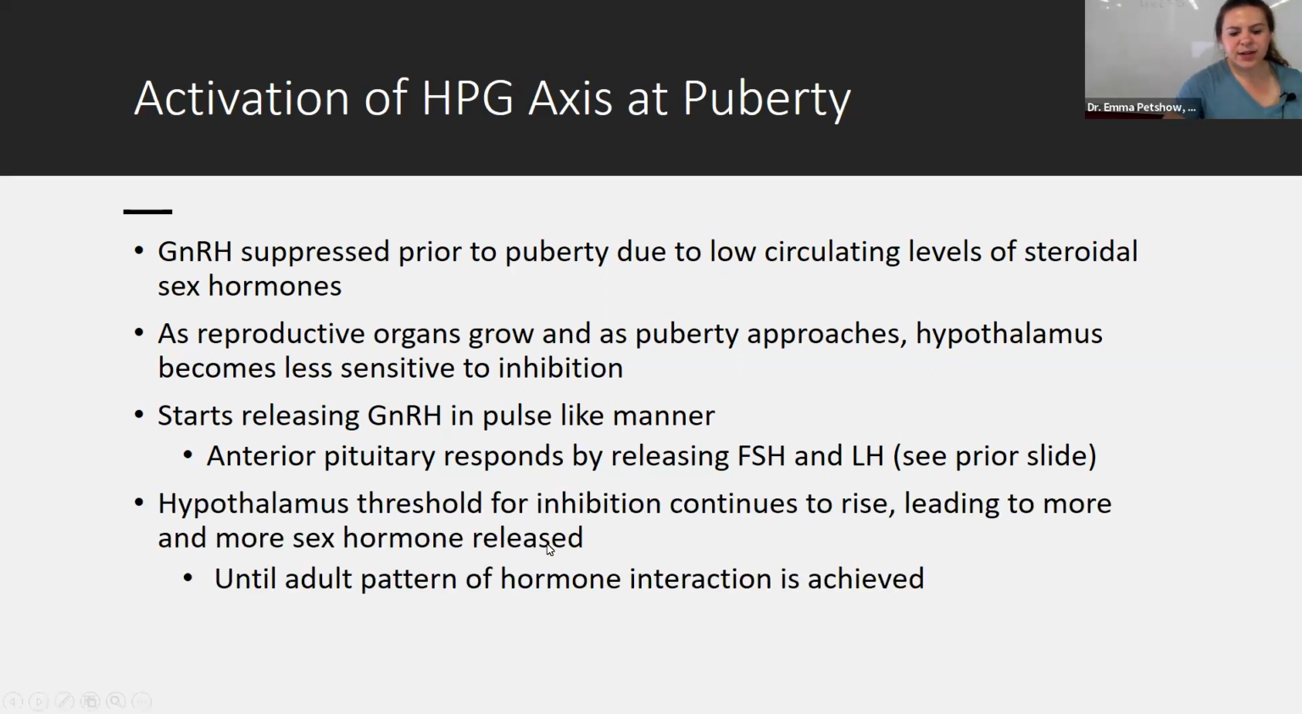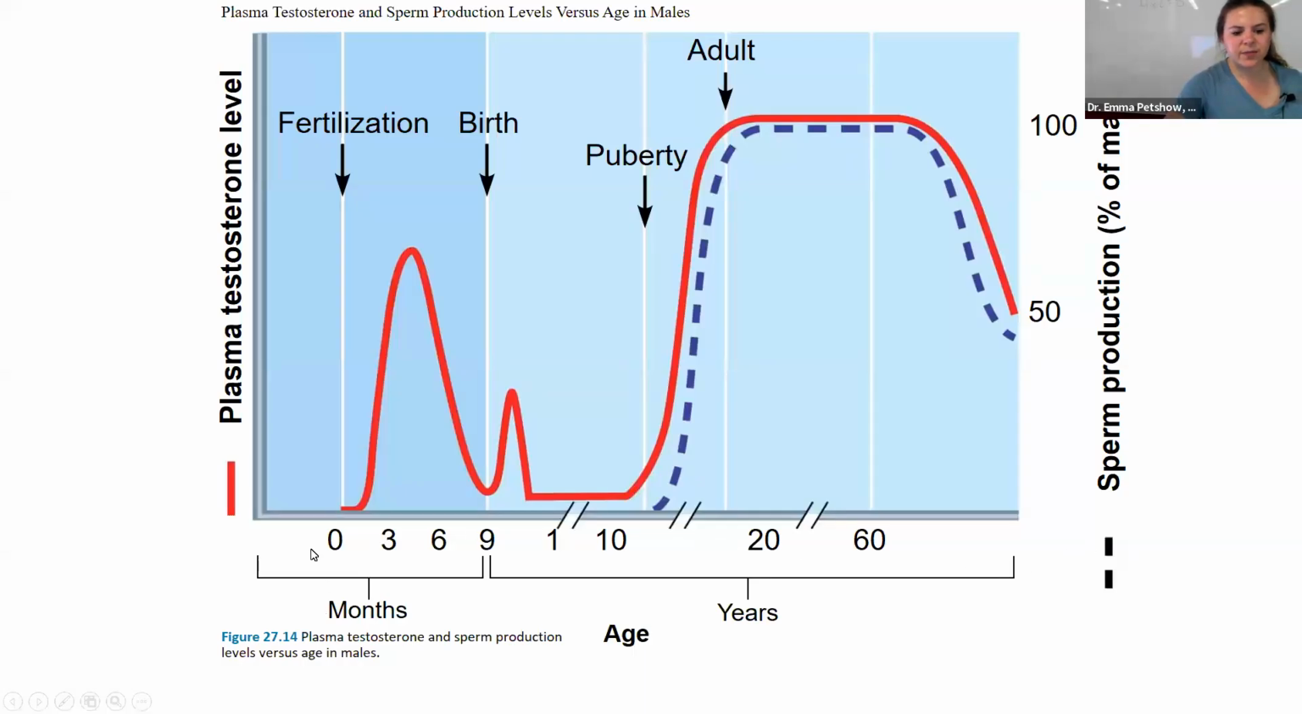The hypothalamus threshold for inhibition continues to rise. It'll lead to more and more sex hormone released until the adult pattern of hormone interaction is achieved. So this is what I'm talking about.